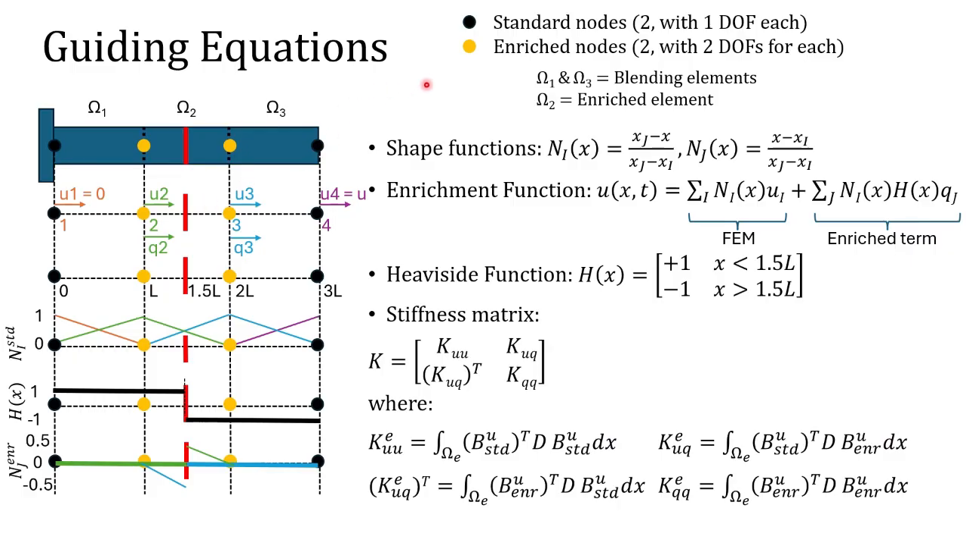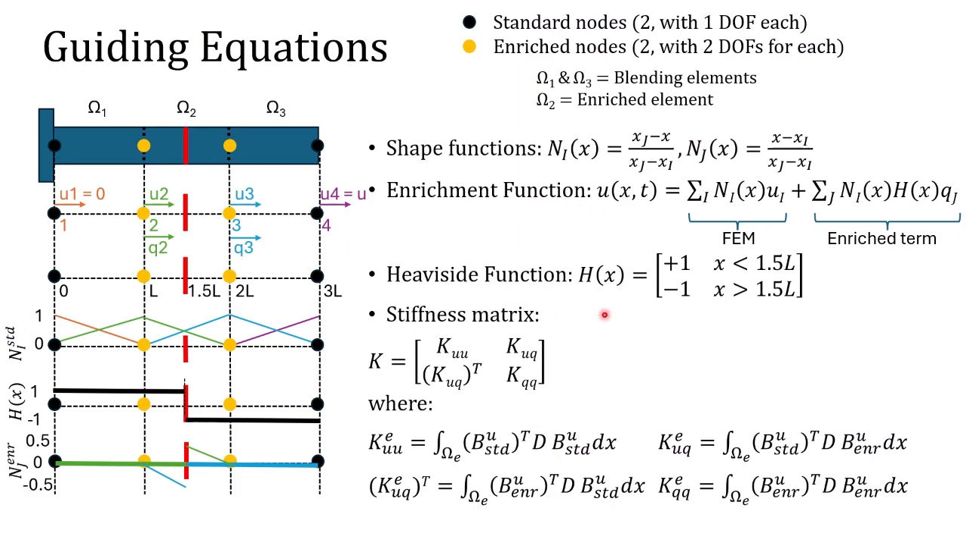And then there are the 3 elements. Element 1 is a blending element and element 3 is a blending element. But element 2 is an enriched element, meaning that it contains that discontinuity. So some equations that we'll be using to go through this are the shape function equations seen here. And then we'll talk about the enrichment function that has both the standard FEM and an enriched term in it. That gives us the XFEM calculation that we're looking for in this example.